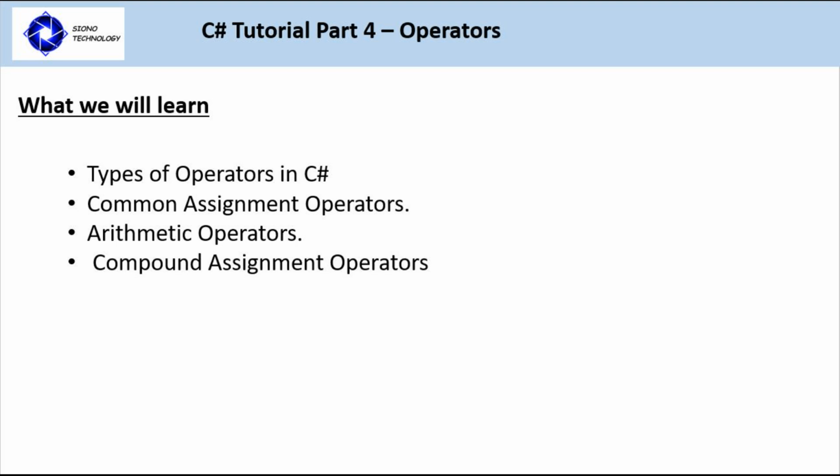and compound assignment operators. In C#, operators are special types of symbols that perform operations on variables or values. They are a fundamental part of the language and play an important role in performing different mathematical operations. The first type of operator we are going to look at is called an assignment operator.